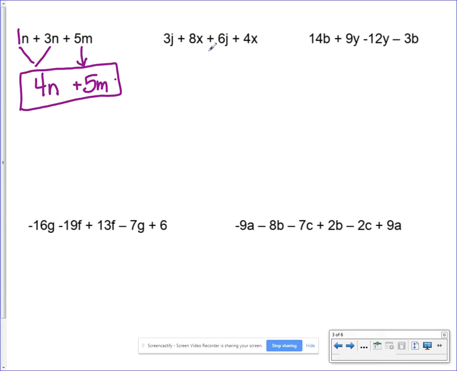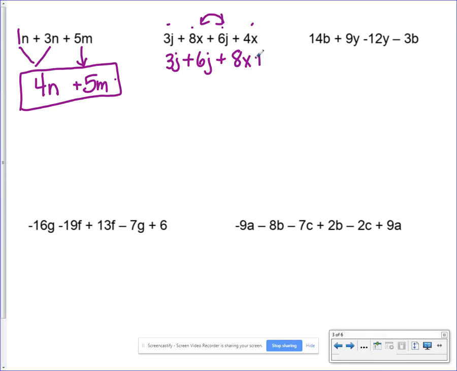Now, look in here. I'm like, whew, I got 4 terms here. This one, this one, this one, this one. You can only combine things that are alike. So, here's what I do. 3j, and here's a 6j. Now, in my day, they physically made us do this. They made us utilize the commutative property to say addition can happen in any order. You can switch the order.